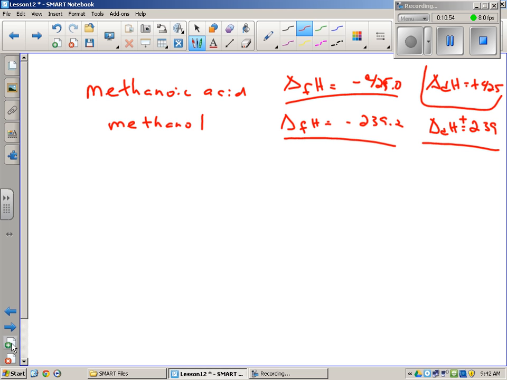So we're really comparing these two numbers here. Which one's more thermally stable? Which one requires more energy to put into that endothermic process now? Which one requires more energy to break that compound apart? And of course the answer is methanoic acid. It takes almost twice the amount of energy to break down methanoic acid. So this one would be more thermally stable.